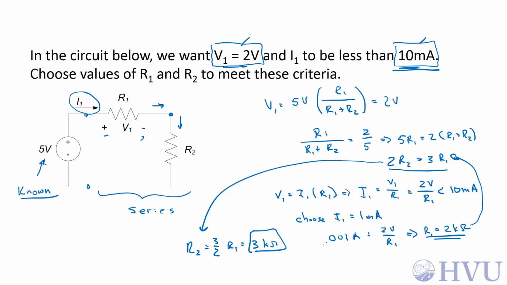It's obviously not the only solution since we're not given what I1 is exactly supposed to be. If I choose any number here that's less than 10 milliamps, I'll have a perfectly appropriate design.